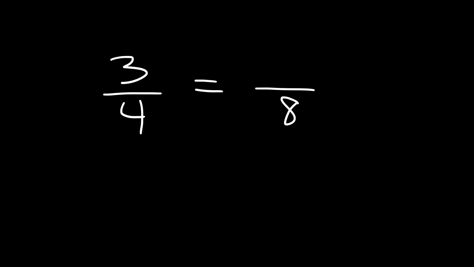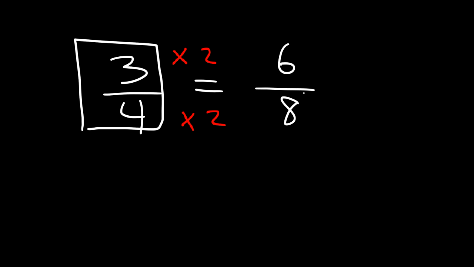Well, if you think about it, 4 times what number is equal to 8? We know that 4 times 2 is 8. So to find the missing number, we need to multiply 3 by 2, which will give us 6. And so 3 over 4 and 6 over 8 are equivalent fractions.